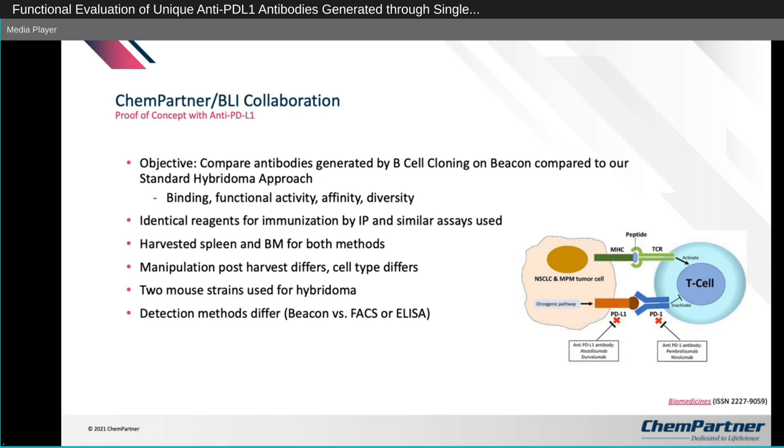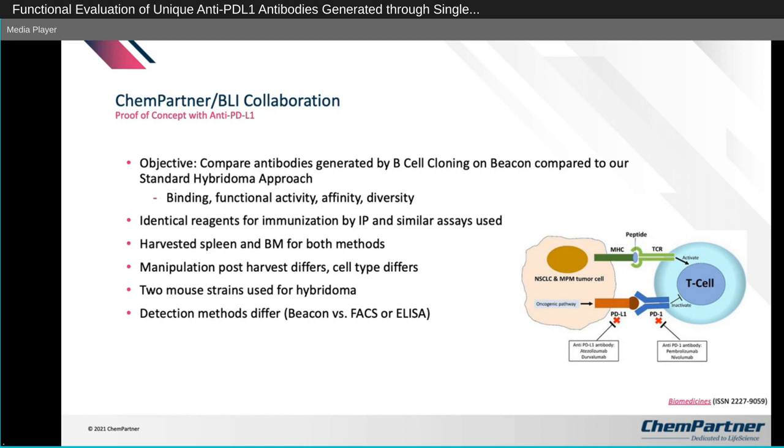So for this proof of concept project with Berkeley Lights, we wanted to compare the output of a B cell cloning campaign on the Beacon platform to the standard hybridoma approach. We had binding and functional assays as well as affinity and diversity assays done in order to compare the properties of the antibodies coming from both methods.